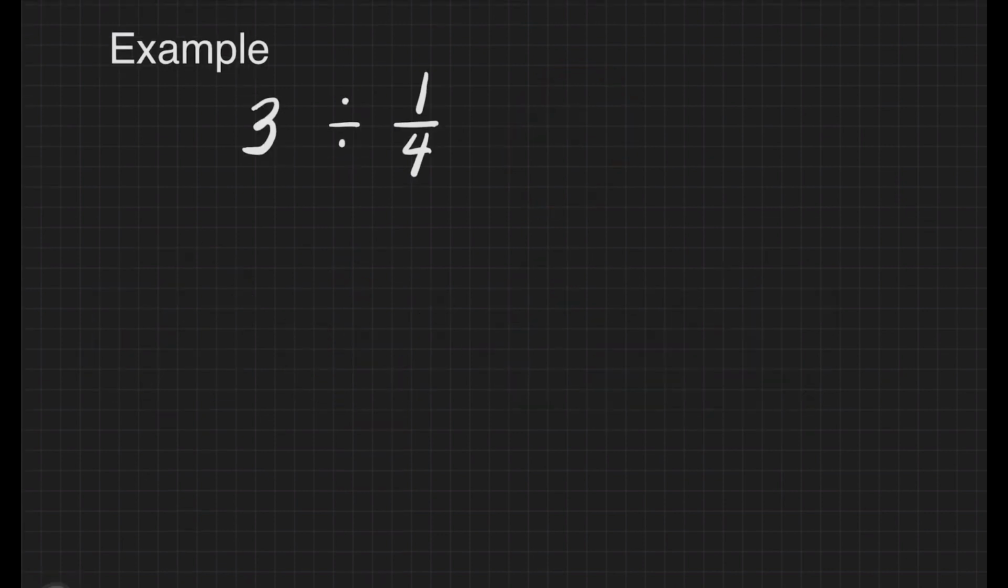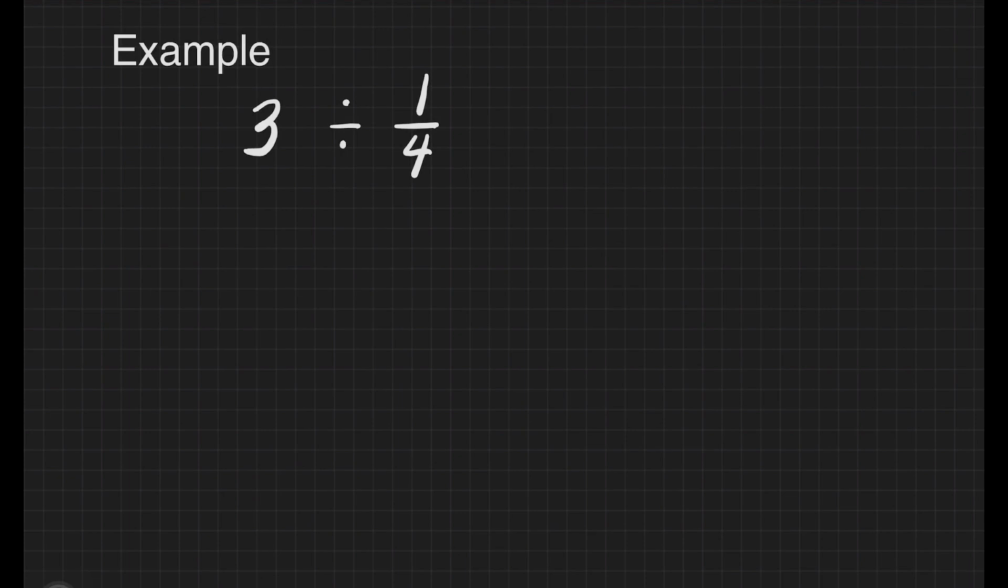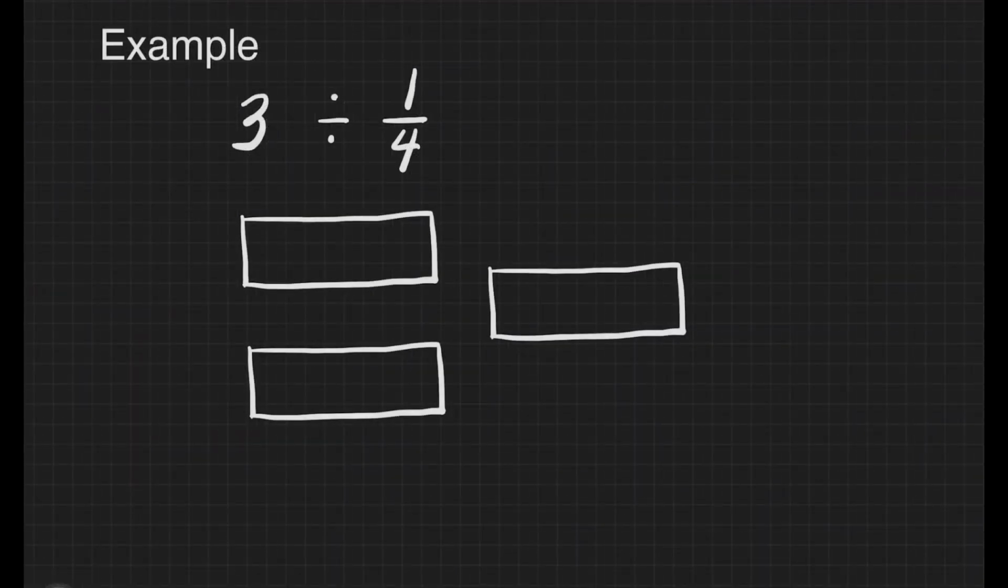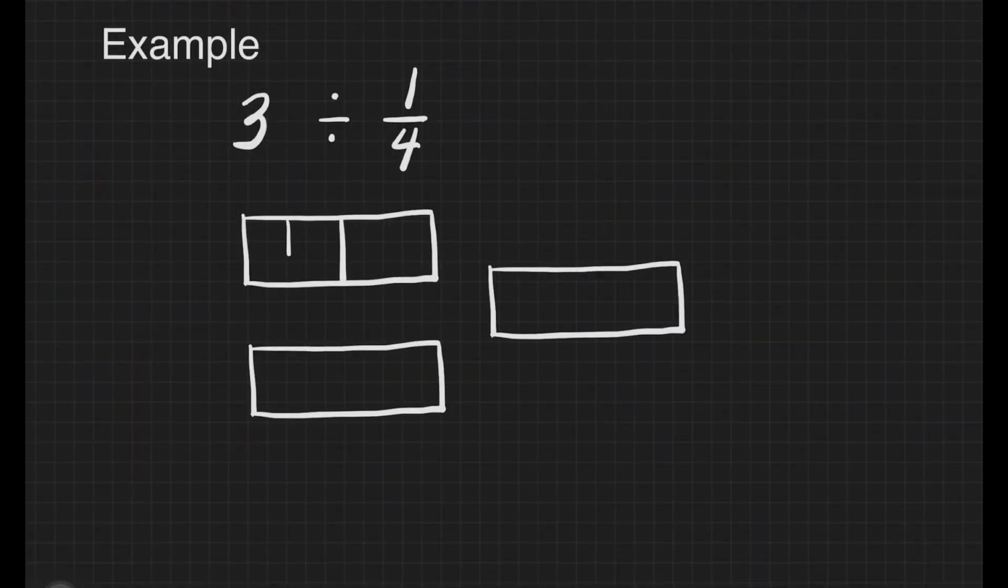Let's have another one. That's 3 divided by 1/4. So we'll just have to draw 3 boxes, and then we will divide it into 4 equal parts because we have 1/4 there. One part of it symbolizes 1/4.